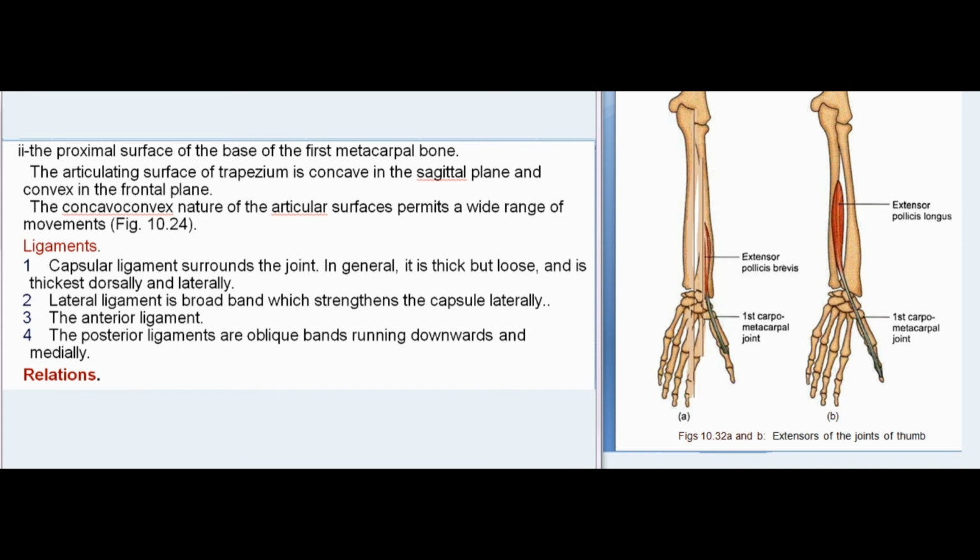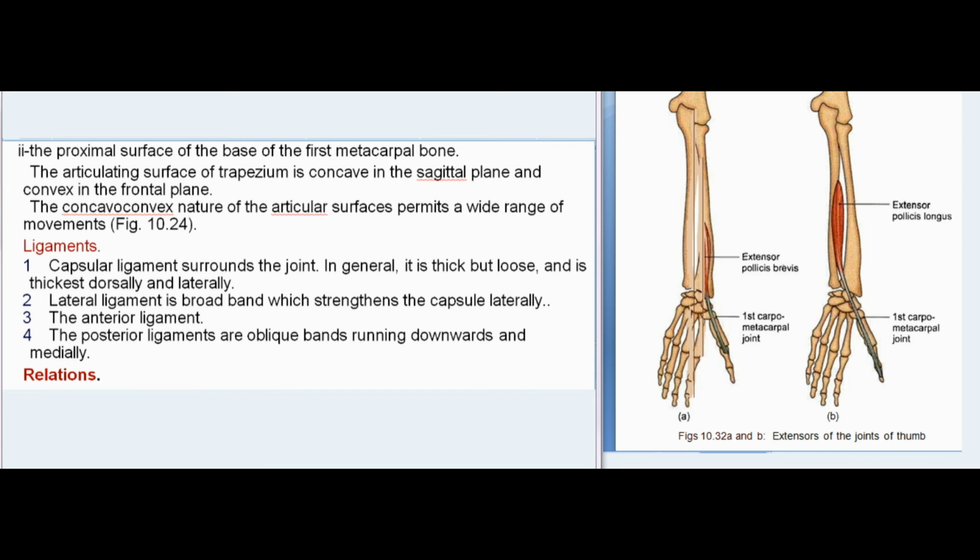Ligaments. 1. The capsular ligament surrounds the joint. In general, it is thick but loose, and is thickest dorsally and laterally. 2. The lateral ligament is a broad band which strengthens the capsule laterally. 3. The anterior ligament. 4. The posterior ligaments are oblique bands running downwards and medially.